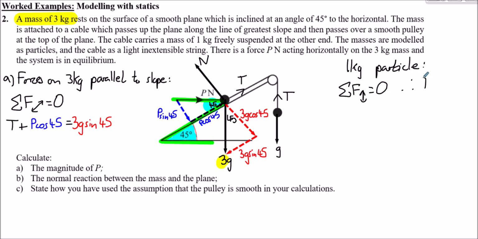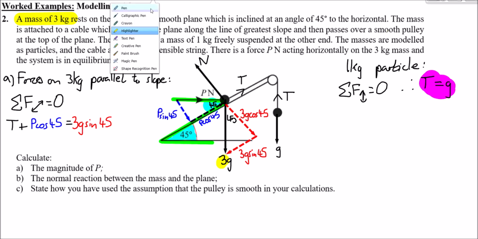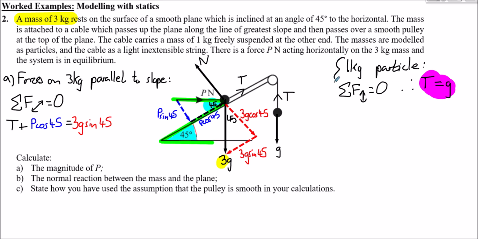So the tension is G. And we can use that to our advantage. We can plug in that the tension is equal to G. So it all combines to help us with this whole problem.